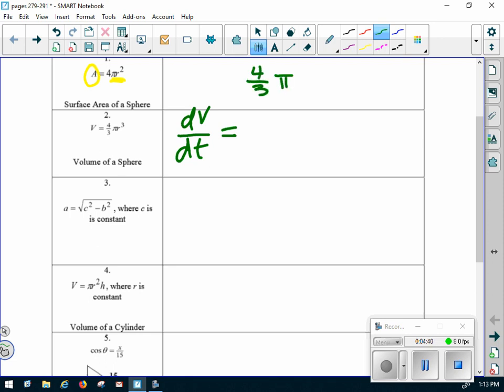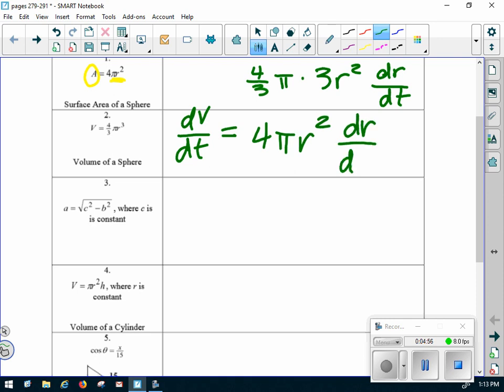There's the 4/3 pi, right, times 3r squared dr/dt. You with me? What's 4/3 times 3? So this is 4 pi r squared dr/dt. Oh, wait, the derivative of the volume of a sphere is the surface area of a sphere. What's the dr? Sure. Yeah. Okay.